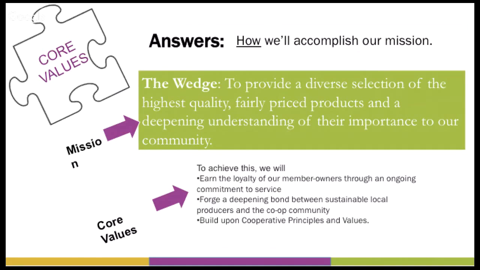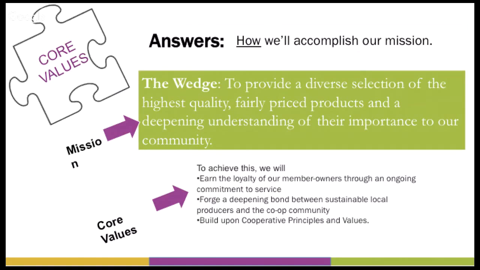There's a good clue that you're about to talk about core values. We will do this by. To achieve this, we will. So it's how are we going to go out and make this mission happen? We're going to earn the loyalty of our member owners through an ongoing commitment to service. We're going to forge a deepening bond between sustainable local producers and the co-op community and build upon cooperative principles and values.